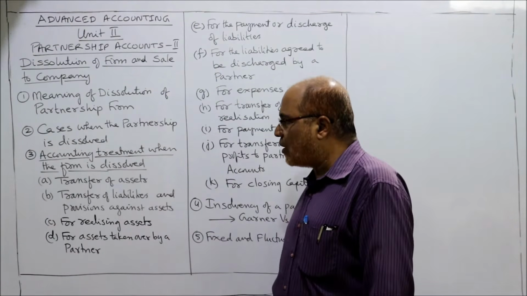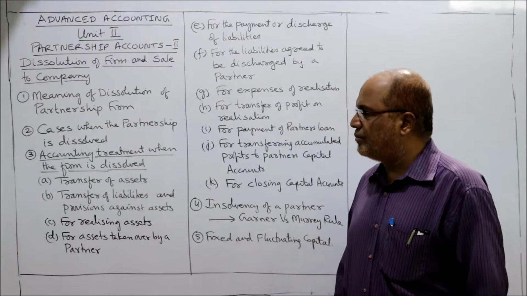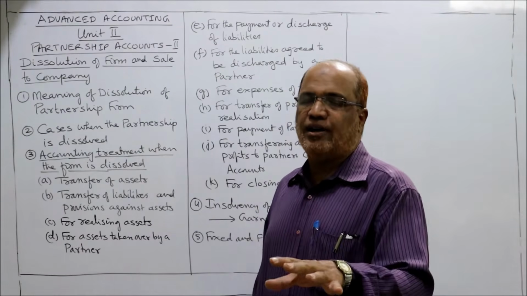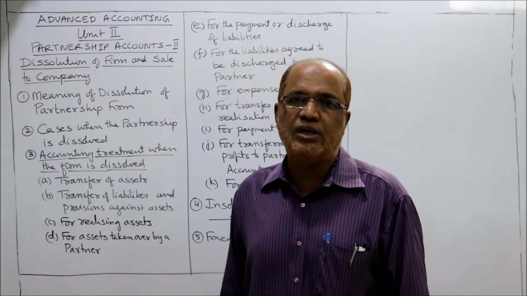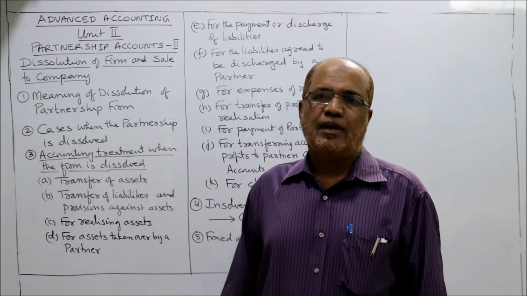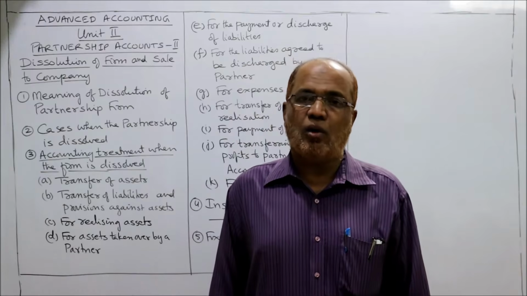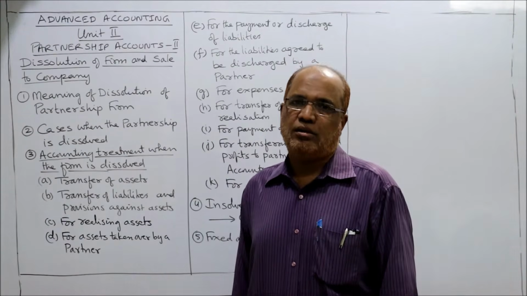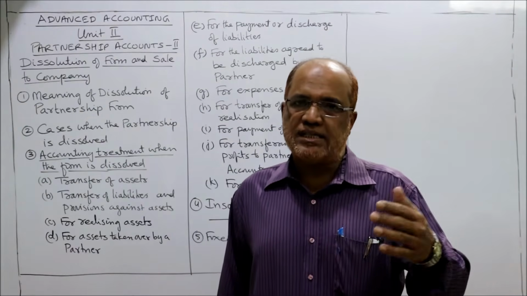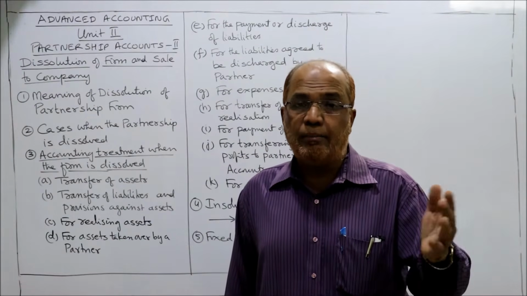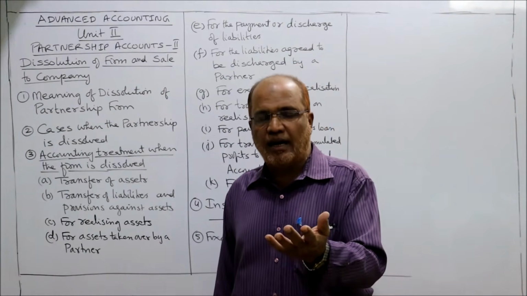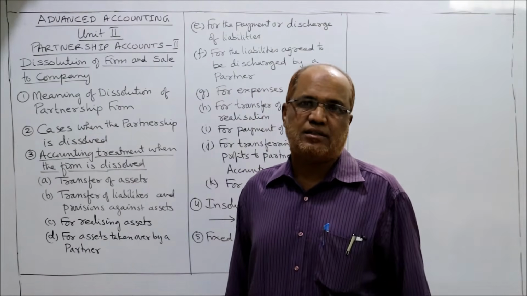Now we'll discuss the accounting treatment when the firm is dissolved. What is the accounting treatment? How the journal entries are passed and how the accounts are closed on dissolution of a firm. First of all, whenever a firm is dissolved, a special account is opened temporarily called realization account. On dissolution of the firm, all the assets are realized, then liabilities and claims against the firm are paid off, and the accounts of partners will be settled.